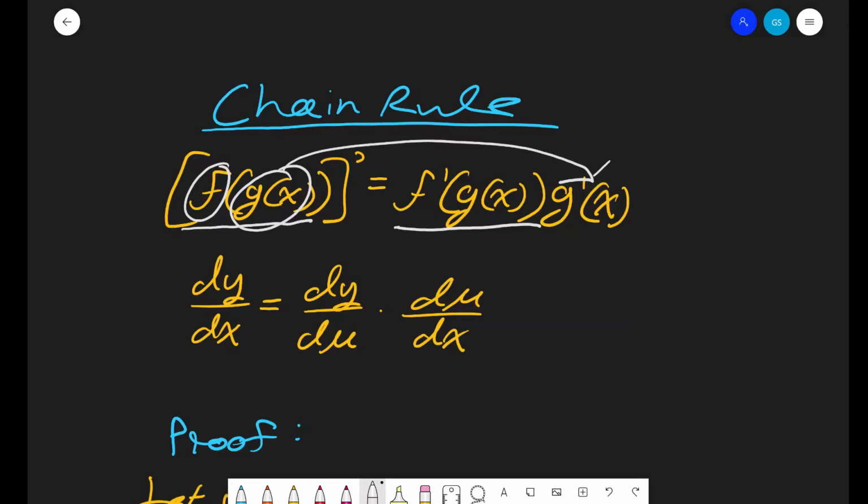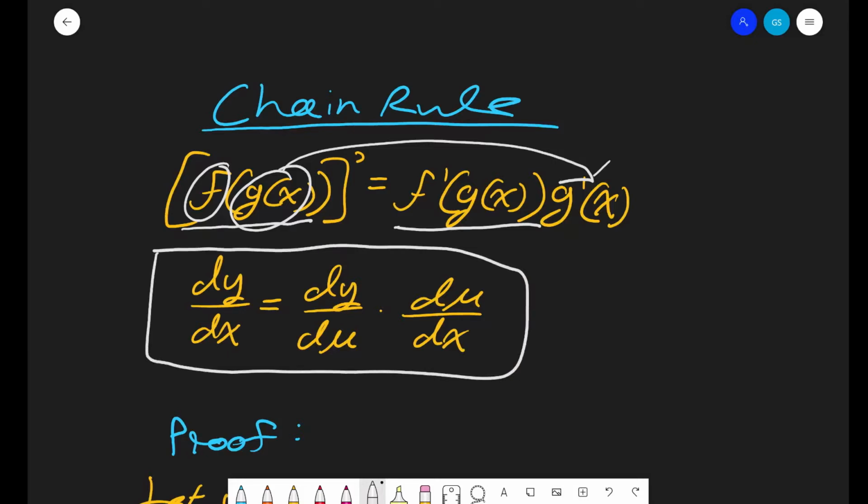So in this notation, chain rule is basically this. Differentiating y with respect to x is the same thing as differentiating y with respect to u multiplied by differentiating u with respect to x. And the reason this makes sense is, well, these du's can just cancel out, right? Because they're in the denominator and the numerator. And then you just end up with dy over dx.